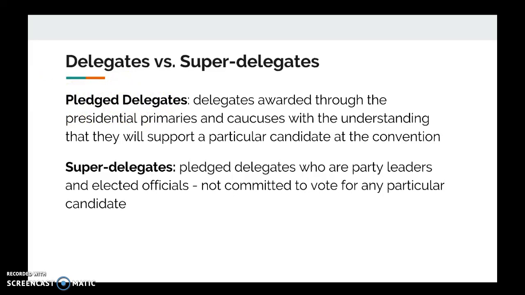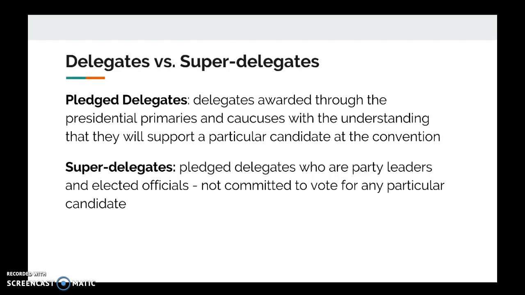These delegates are awarded through presidential primaries and caucuses with the understanding that they will support a particular candidate at the convention. So when you vote in a primary election, you're actually voting for the delegates that are pledged to your candidate. On the other side of that, there are unpledged delegates.